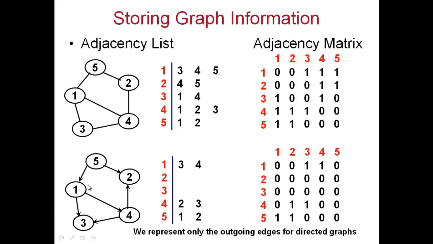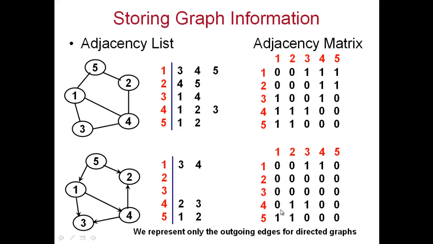For node 1, the outgoing edges are 3 and 4, so those are the two vertices you list as the neighbors. They're really the outgoing neighbors for node 1. Node 2 does not have any outgoing neighbors, so its list is empty. Similarly, node 3 does not have any outgoing neighbors, so its list is also empty. Node 4 has 2 and 3 as its outgoing neighbors, and node 5 has 1 and 2 as its outgoing neighbors. That is how you capture the edges in a directed graph.